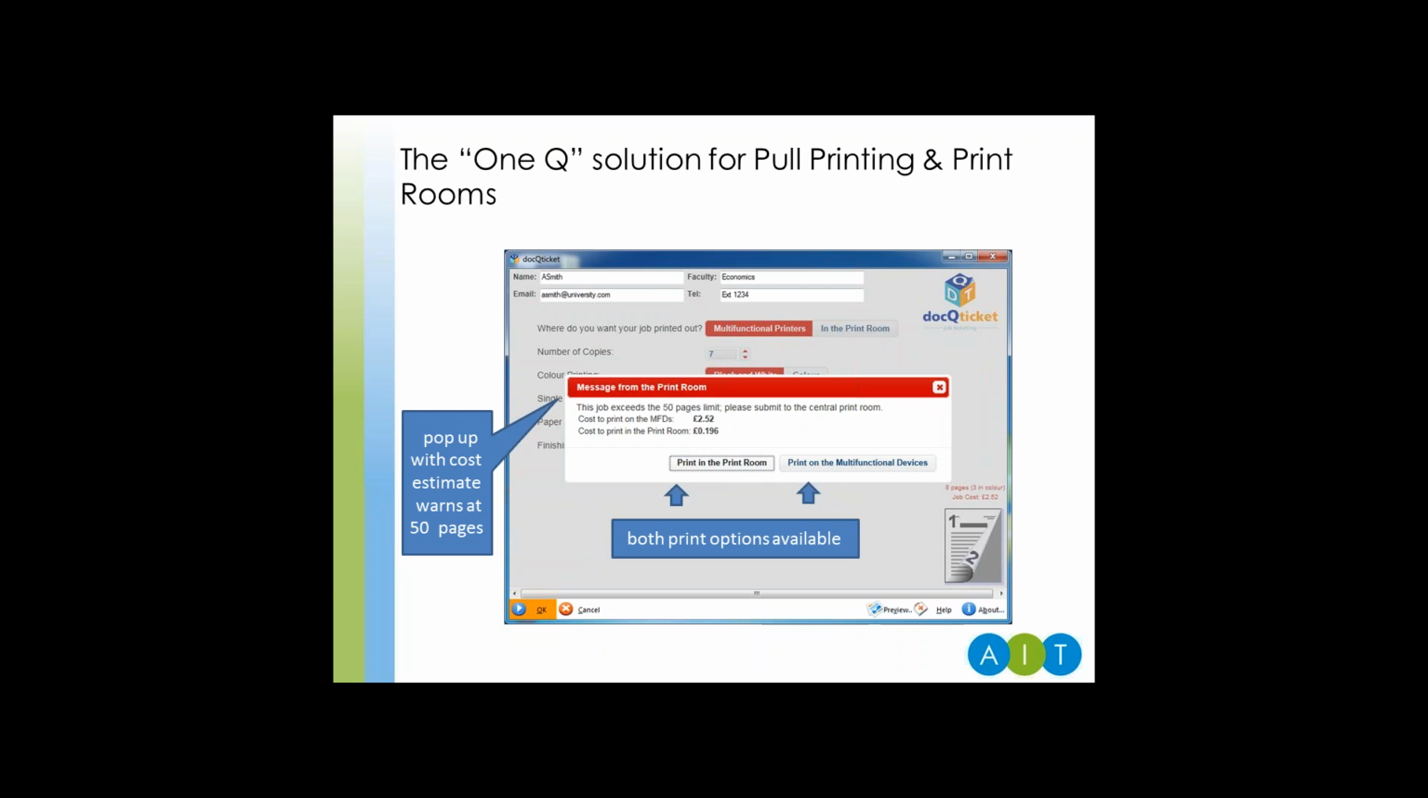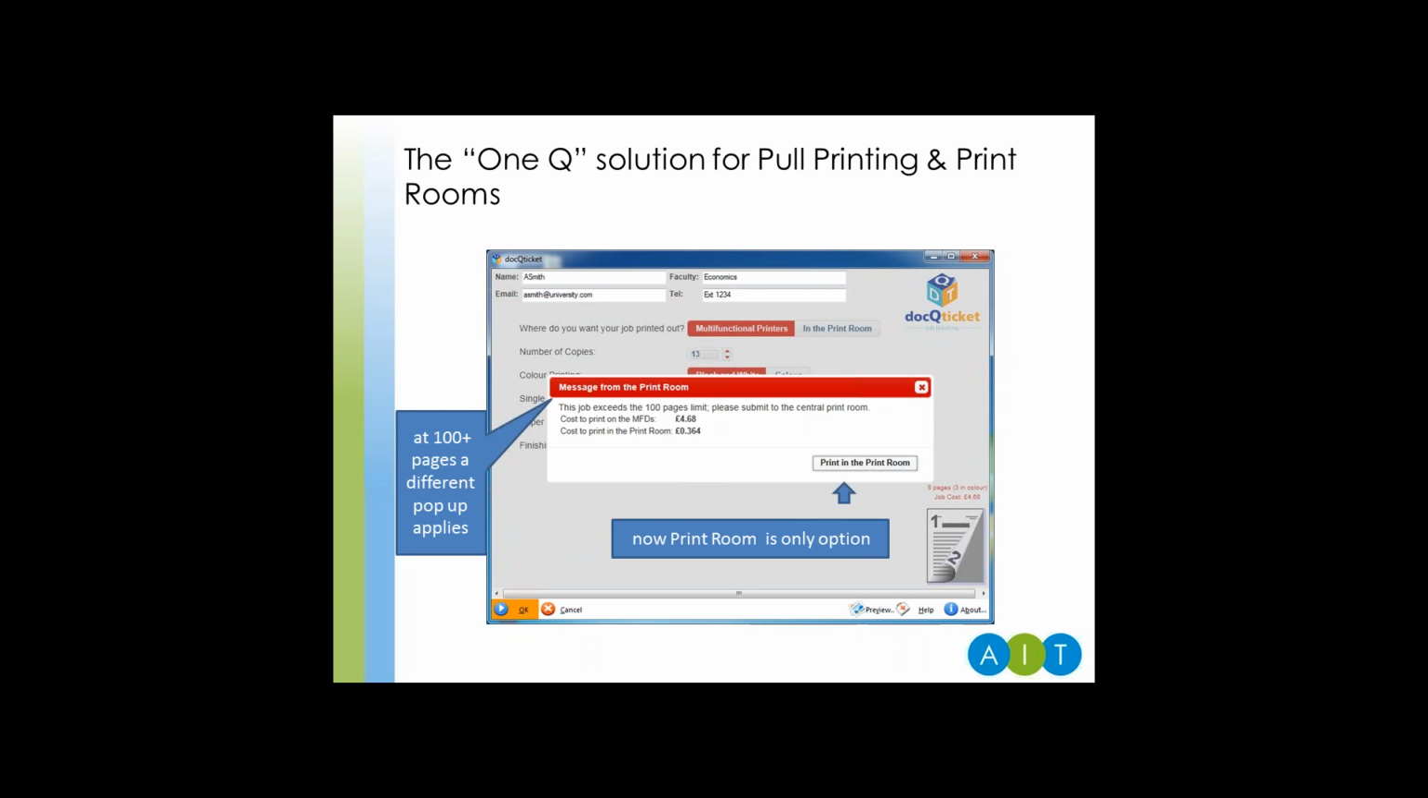Because this is only an advisory rule, the user then has the option as to where to send it. They could continue with their original selection and send it off to a normal MFD and just go and collect it at the device. Alternatively, they can say, okay, there's quite a cost saving to be made there, therefore I am going to submit this to the print room, and they press the print room option. Now, if the job's over 100 pages, we're going to trigger a mandatory rule. Again, the message can be customized. They get the cost difference, but in this case, they only have the option to send it to the print room. So they'll send it to the print room.